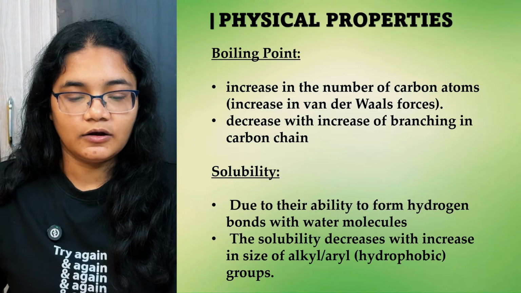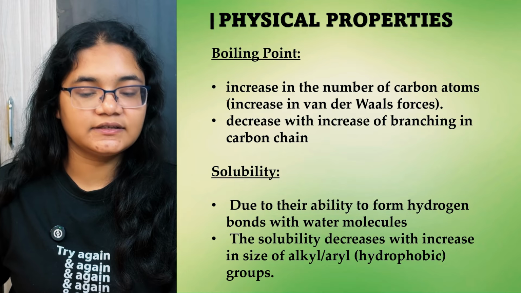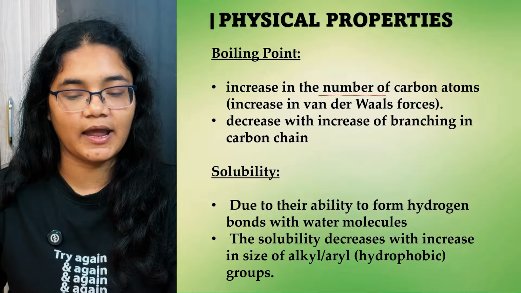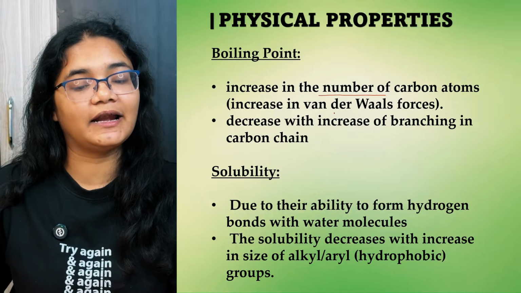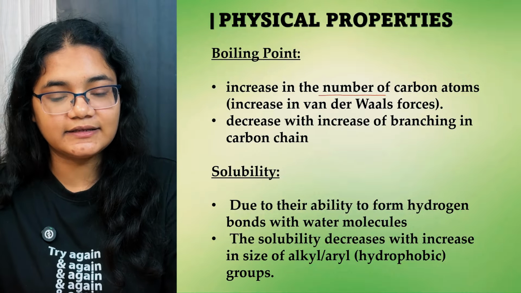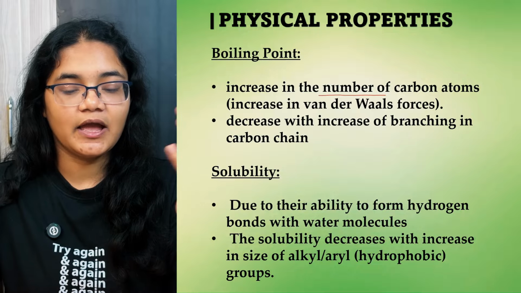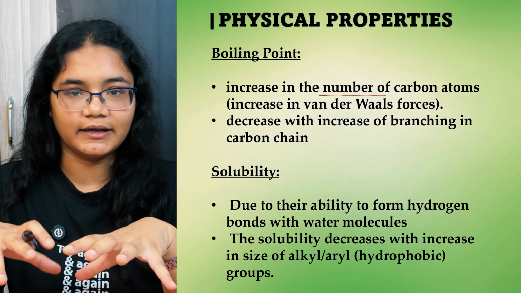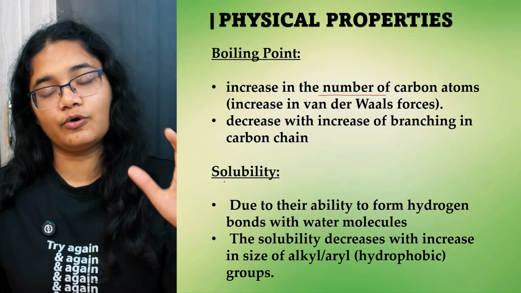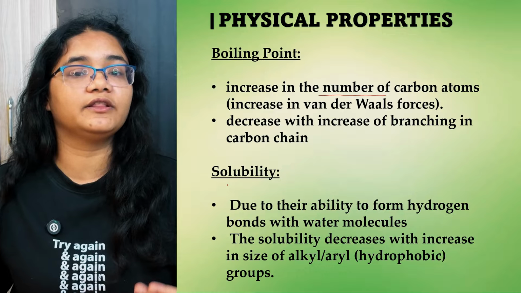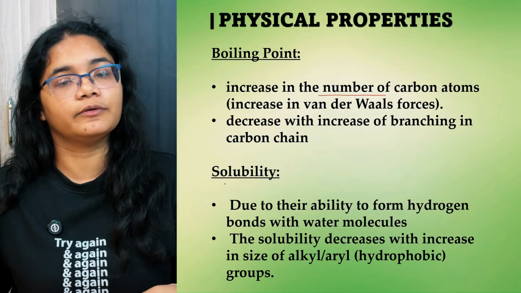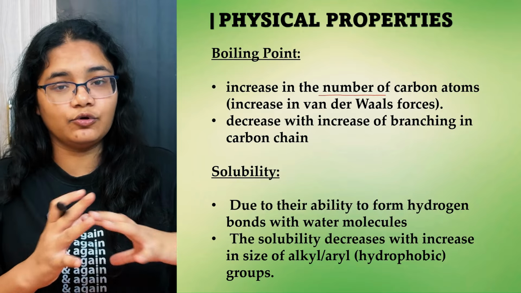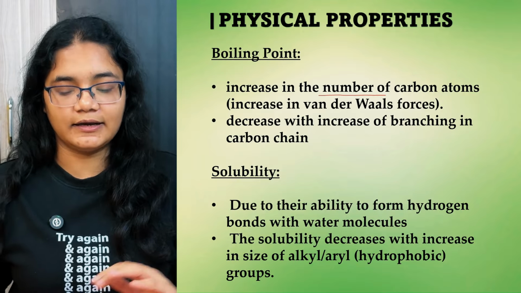Now we'll talk about the physical properties here. Boiling point increases as the number of carbon atoms increases, and decreases with increase in branching. So as the branching increases, the boiling point decreases. Now solubility: since alcohols are able to form hydrogen bonds with water, they are very well soluble in water. But if the hydrophobic part, the alkyl group, increases, then the solubility decreases.